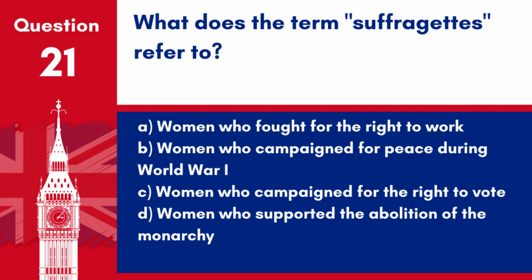A. Women who fought for the right to work. B. Women who campaigned for peace during World War I. C. Women who campaigned for the right to vote. D. Women who supported the abolition of the monarchy. Answer. C. Women who campaigned for the right to vote. The term suffragettes refers to women who campaigned vigorously for their right to vote in the early 20th century.